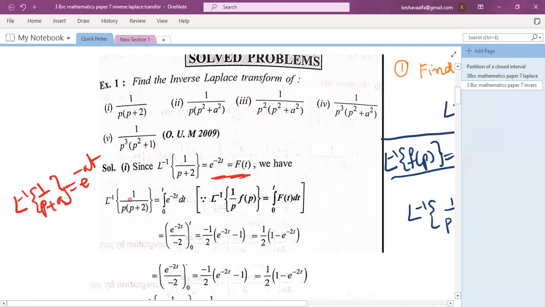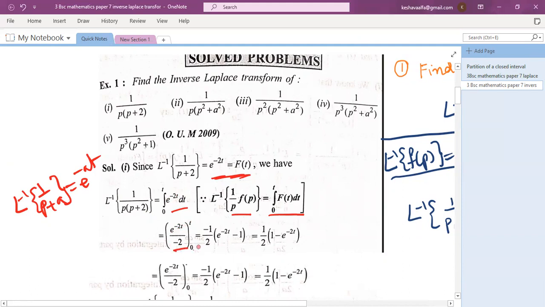So now L inverse of 1 by p into p plus 2, it is a division by p formula, that is it can be written as 1 by p f of t, that is integral 0 to t f of t dt. So L inverse of 1 by p into p plus 2 is equal to integral 0 to t e power minus 2t. So what is integration of e power minus 2t? e power minus 2t by minus 2. So limits are 0 to t.